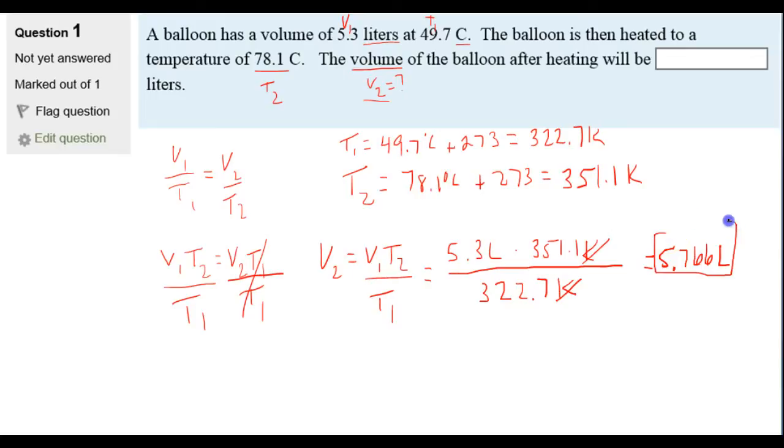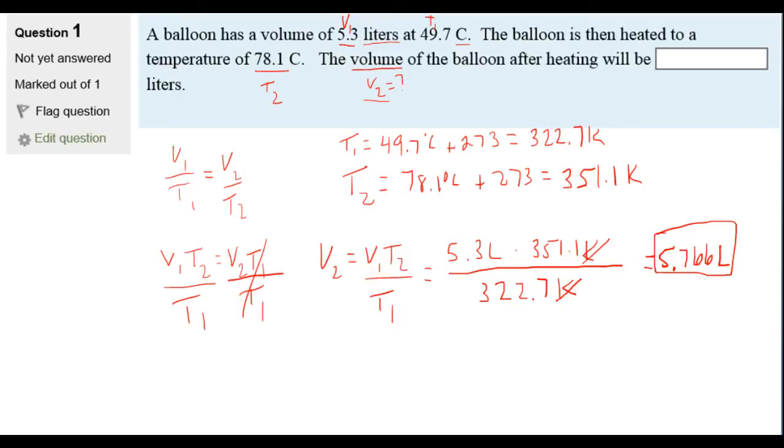Alright, and what I like to do right afterwards is just figure out, once I have the answer, if it makes sense. If you take a look here, the temperature is increasing. It's starting off at 322.7 going to 351.1, so the temperature is increasing slightly. According to Charles' law, if the temperature is increasing slightly, then the volume should also be increasing slightly, and in fact it does. It's starting off at 5.3 liters and it's going up to 5.766 liters.